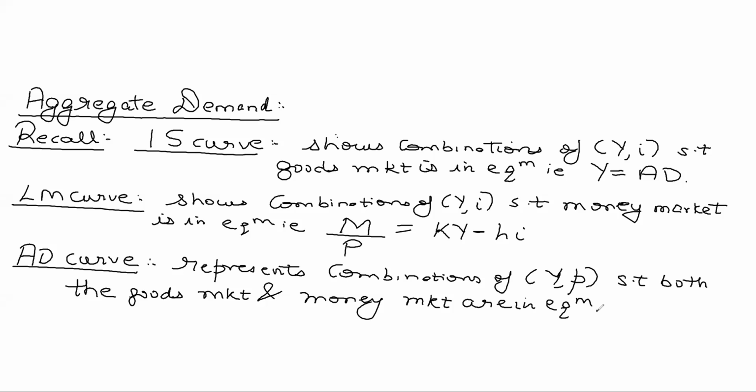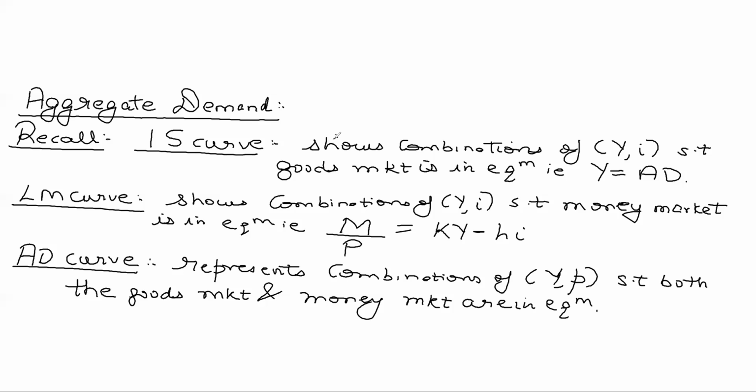So the AD curve will show you combinations of output and prices, Y and P, such that both the goods market and the money market are in equilibrium. So all points on the AD curve would mean that the goods market is also in equilibrium and the money market is also in equilibrium. Okay, so now let's move forward.